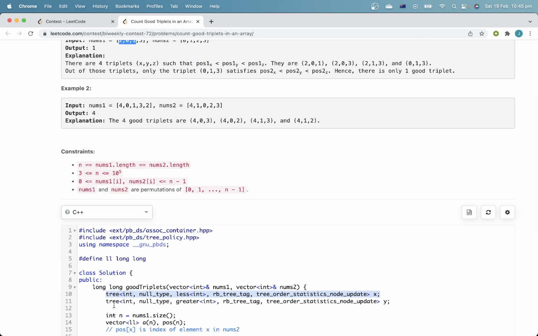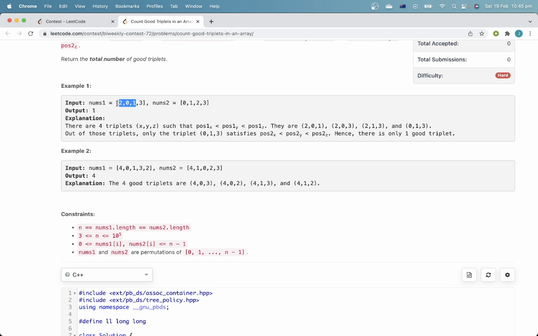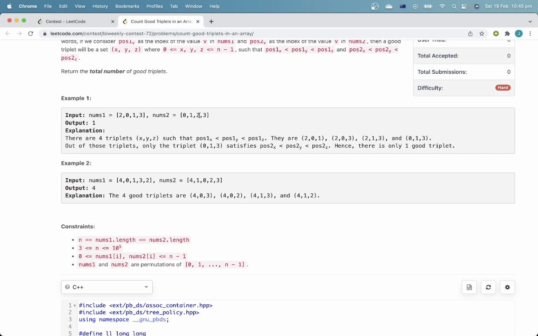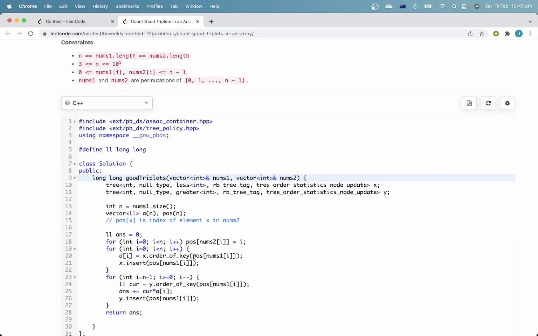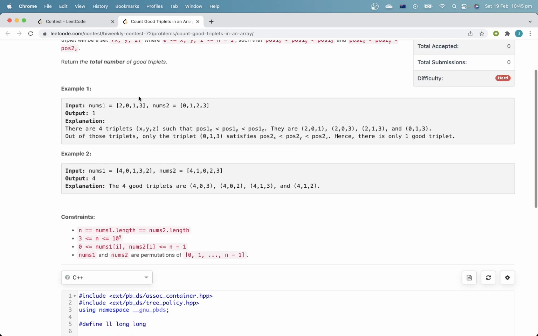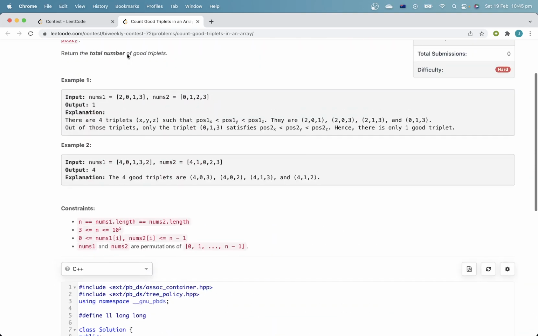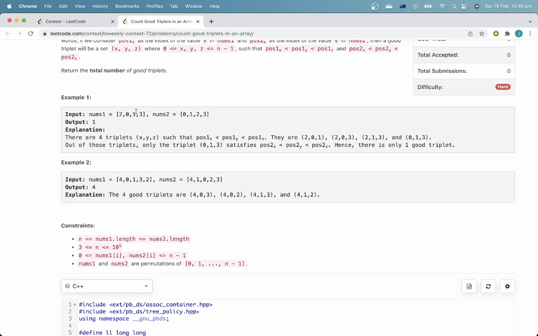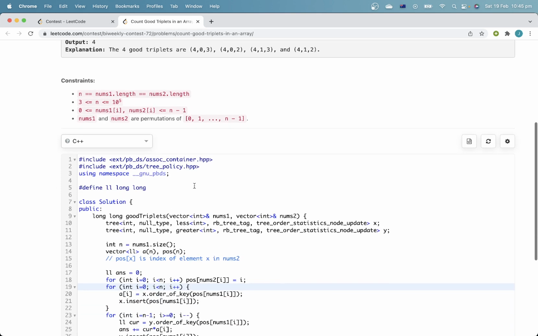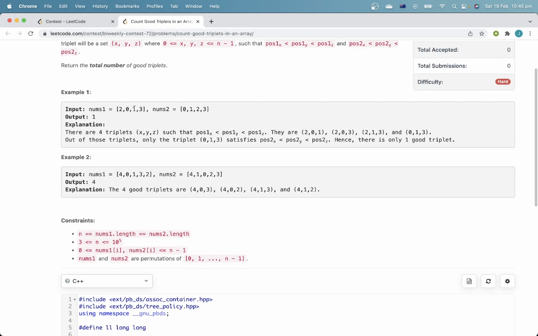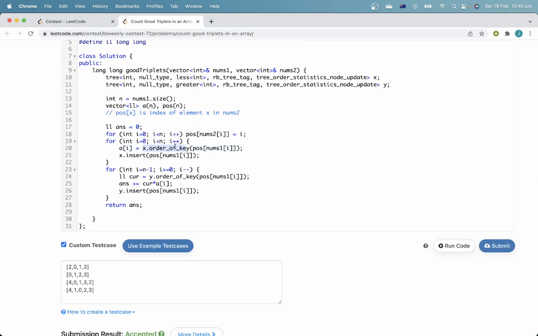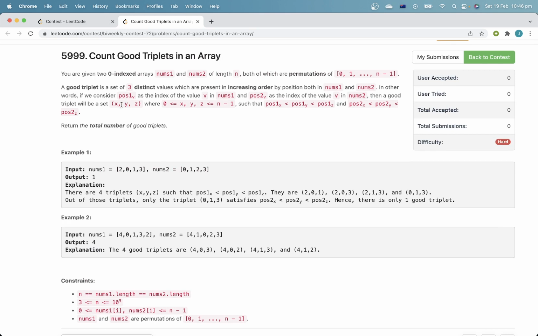If I'm iterating through a prefix and I keep a set of the relevant positions in nums2 of the elements I've considered so far, then for a given element, all I have to check is how many elements in my set have positions less than my current position. Here, my i is iterating for the value of y, the index in nums1. For that given i, I take the position of that element in nums2 and look up in my set how many positions are less than that. That's order of key in C++, which returns the number of elements less than the value. After that, all I do is insert my current position into the set. That solves, for a given y, how many values of x are valid.